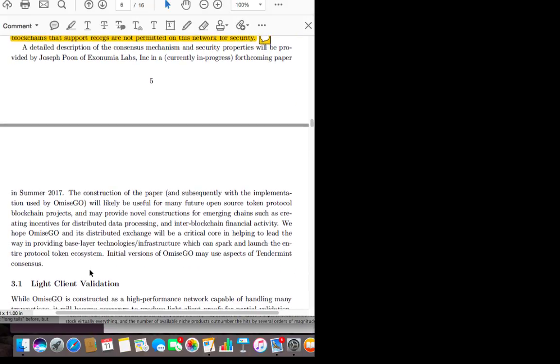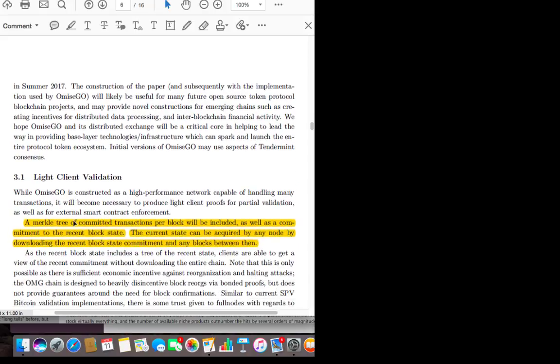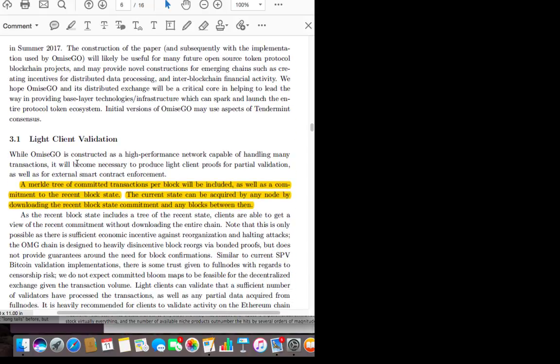So I talk about the actual details of the consensus mechanism and security properties will be provided by Joseph Poon. I guess it was already released, so we won't get into that. This gets into the light client validation.